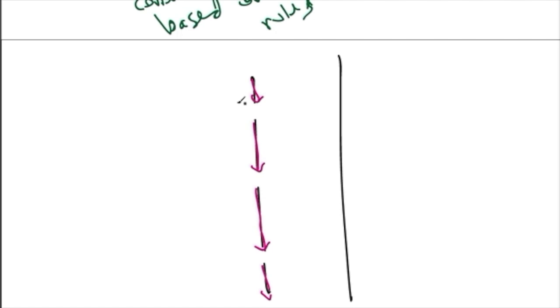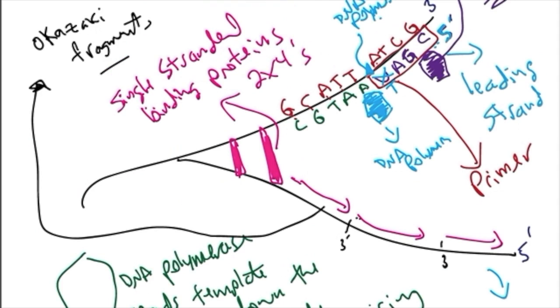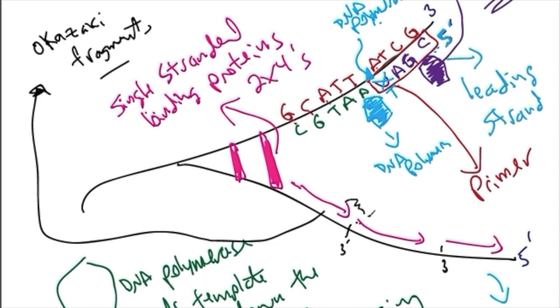We need covalent bonds to put these adjacent Okazaki fragments together, and that's when ligase comes to the rescue. That's like the glue that glues these adjacent bonds together. So ligase comes along and seals that up and seals that up.